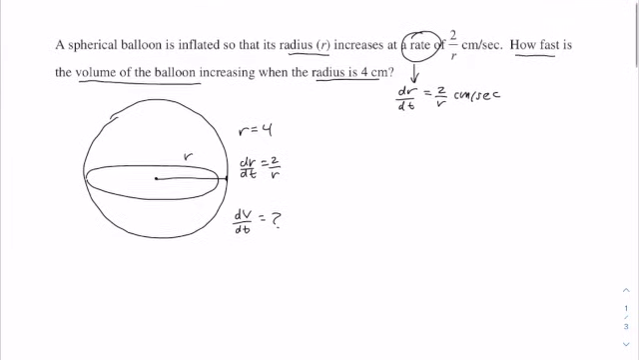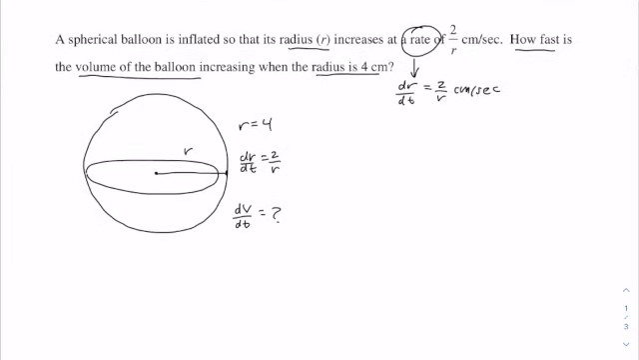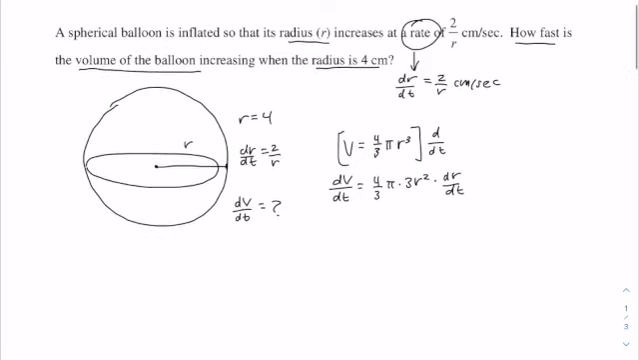So we are given a sphere, so the volume of a sphere is 4/3 pi r cubed. And we want to derive this to find dv dt. So d/dt of this equation is dv dt equals 4/3 pi times 3r squared times dr dt. Remember that this is implicit differentiation, so you want to use chain rule. Now dv dt is what we're trying to find.